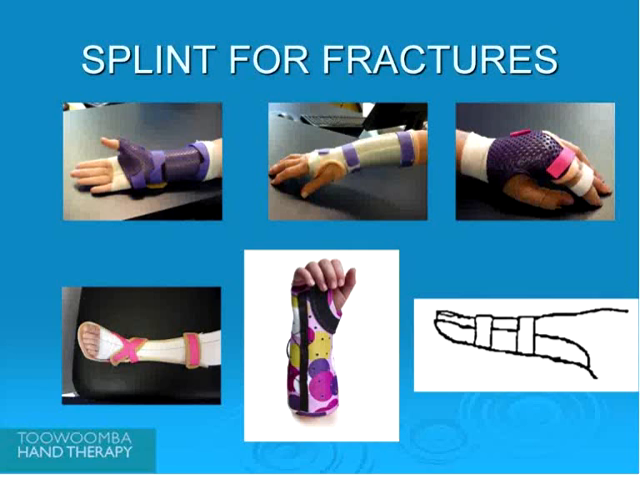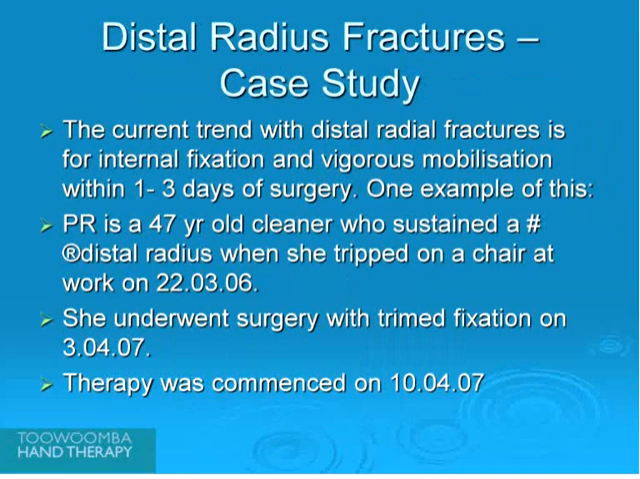And just an example of a distal radius fracture, we're moving more towards surgery with internal fixation. The disadvantage of internal fixation is that people get really stiff, so they need to have fairly aggressive therapy, and it needs to start early. But one example of someone who had this done was a 47-year-old cleaner who fractured her right distal radius when she tripped on a chair at work, and she had the TriMed fixation, and therapy was commenced a week later.